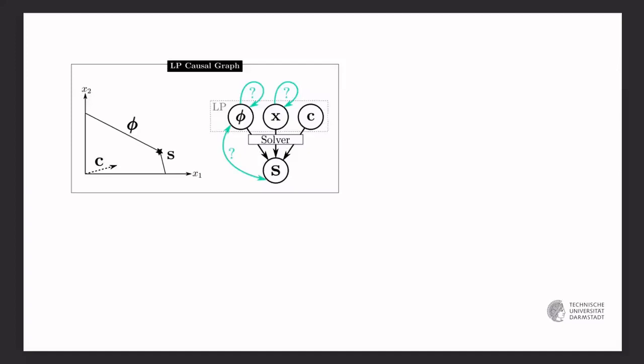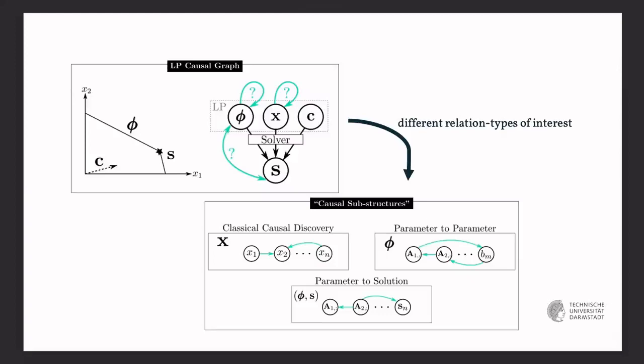And now you see these green arrows, right? The ones pointing from the constraints to themselves, the ones pointing from the decision variables to themselves, but also the ones from the constraints to the solution. And really what we are arguing here is that these correspond to different settings of causal discovery, essentially. So there are these different relation types of interest. If we look at X, that's classical causal discovery. Given your observational or mixed data, you're trying to infer which variable is the cause of the other. But the other ones are a bit more special. They are parameter to parameter: how do the constraints relate to each other and affect each other? But the other one is also parameter to solution: how do the constraints dictate what kind of solution you can actually see?